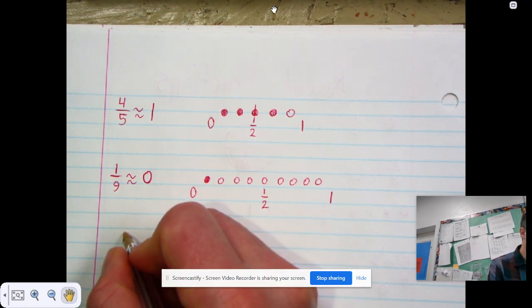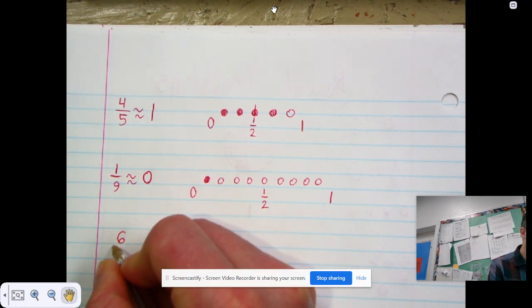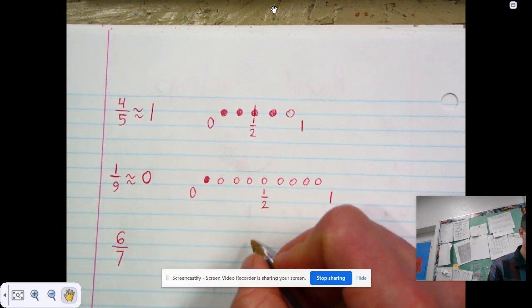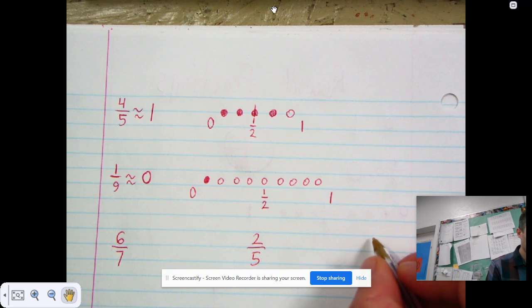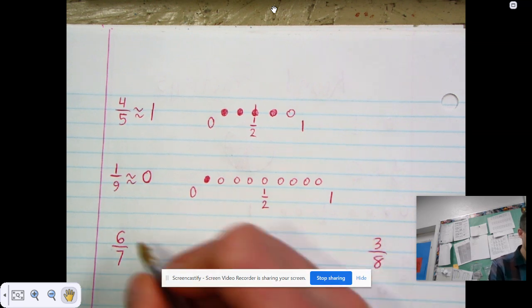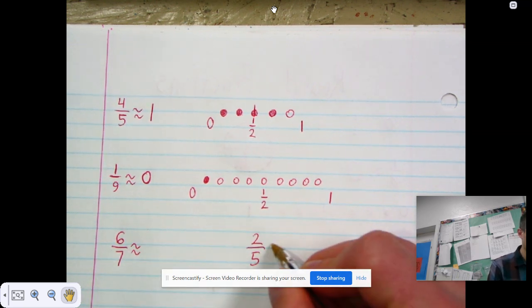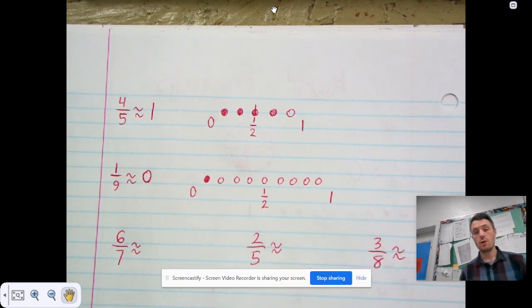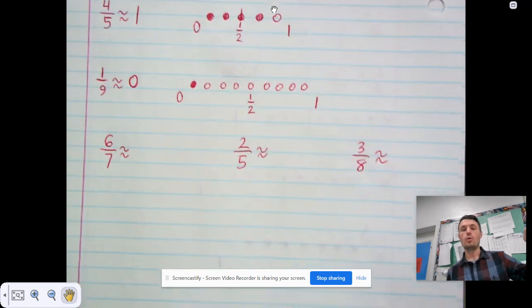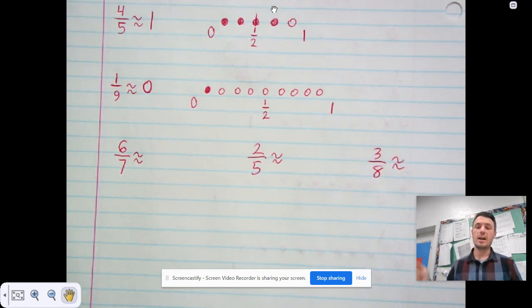I'll assign the independent work now. Do 6/7, do 2/5, and do 3/8. Go ahead and round these 3 fractions either to 0, 1/2, or 1, and then click on the video attached underneath this one to see if you did it correctly. I will see you there.